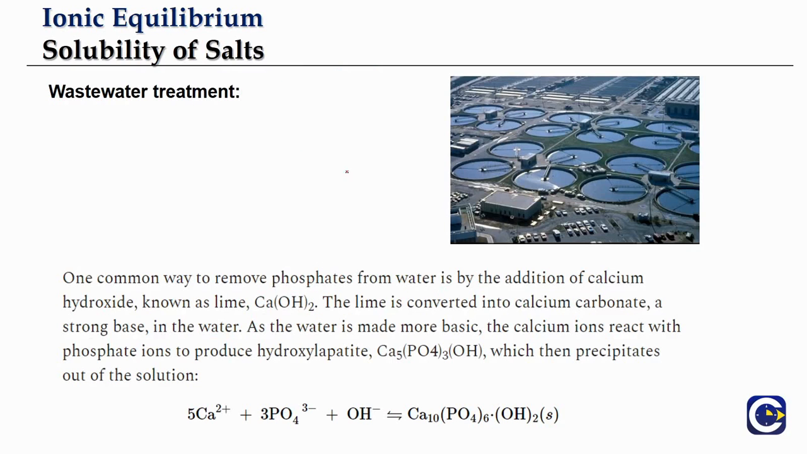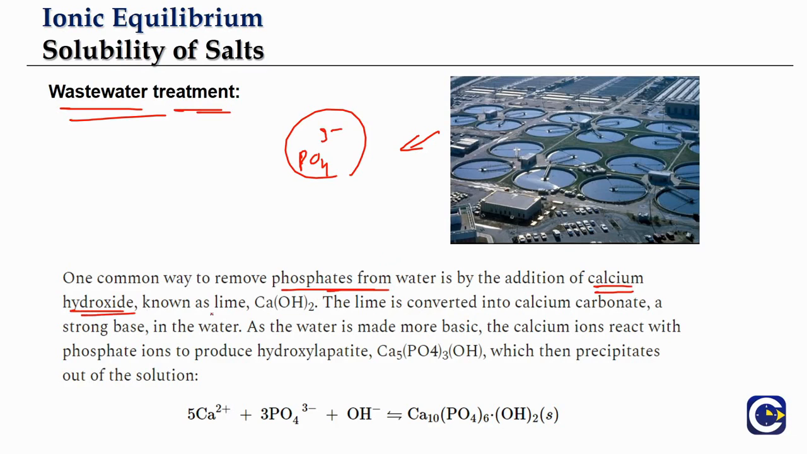Not only that, even in wastewater treatment, if you look at most industrial effluent, phosphate ions are one of the common contaminants, and a common method to remove these phosphate ions from water is by the addition of calcium hydroxide. Calcium hydroxide is what? Lime. Calcium hydroxide in water, we call it lime water.